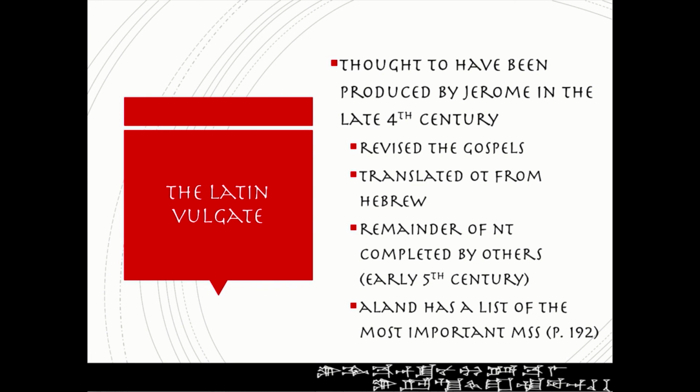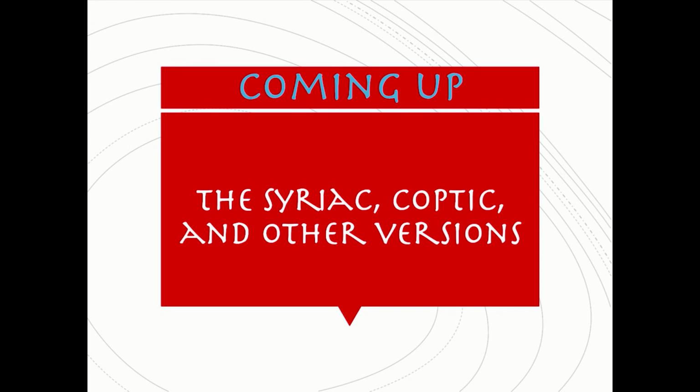Now, if you want to see a list of the most important manuscripts of the Latin Vulgate, you can go to Aland's book, page 192, and he lists them out. So tomorrow, we are going to finish up the versions by looking at the Syriac, the Coptic, and a handful of other versions that are found of the Greek New Testament.